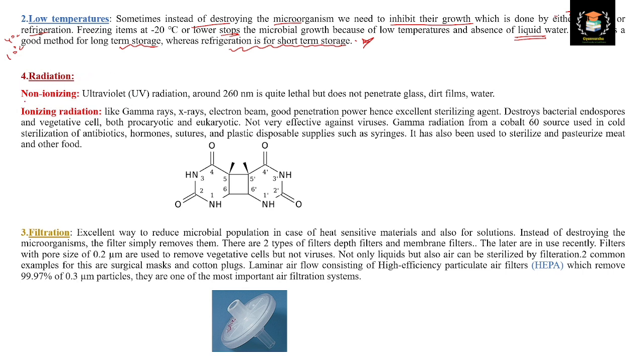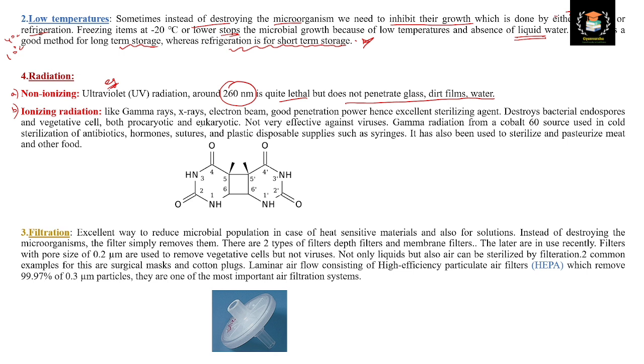Next, the next type of physical method is using radiation. There are two types of radiation: non-ionizing radiation and ionizing radiation. An example of non-ionizing radiation is UV light. UV radiation of about 260 nanometers is quite lethal, but it does not penetrate glass, dirt films and water. It is lethal, but it does not sterilize. It is not generally used for sterilizing an object, but just for reducing the number of organisms.